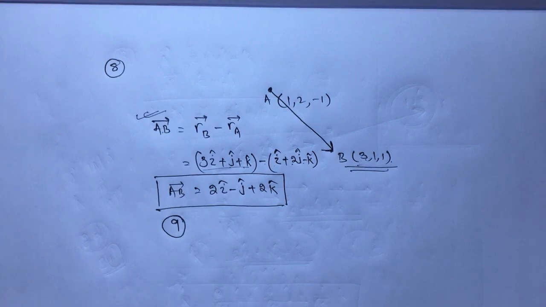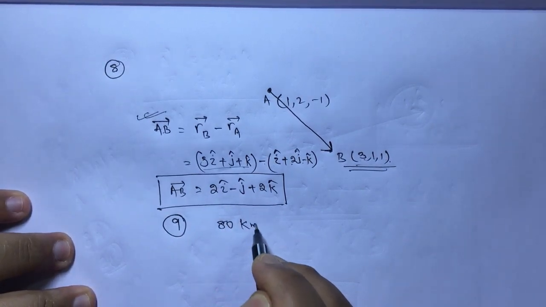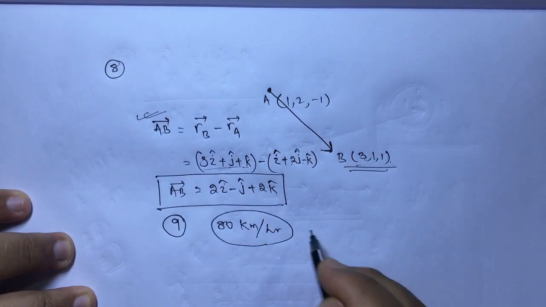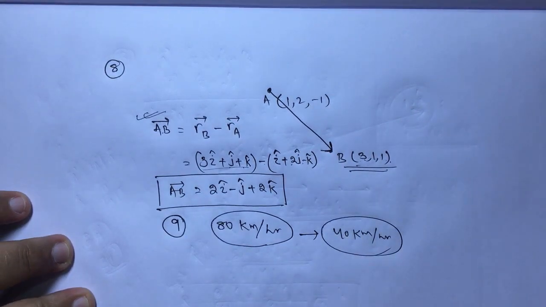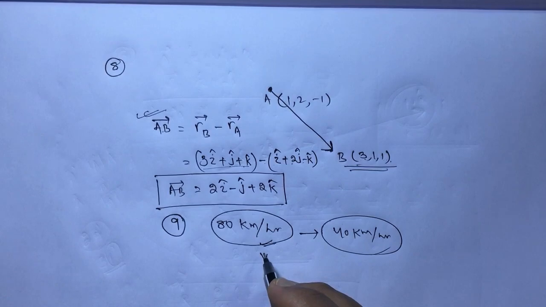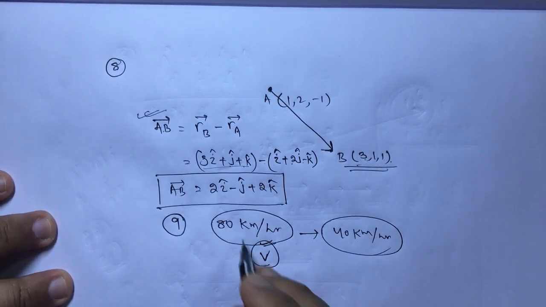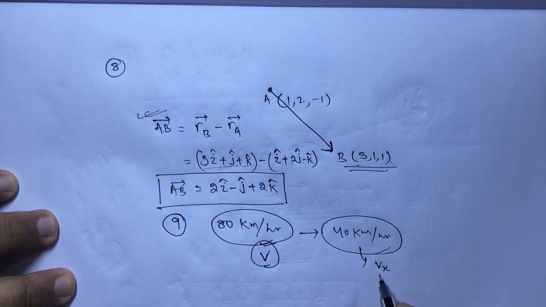One of the rectangular components of velocity of 80 km per hour is 40 km per hour. What is given? A velocity of 80 km per hour, and one of its rectangular components is 40 km per hour. Find the other component. Very simple. If this is your v vector, or v vector magnitude, the total velocity vector magnitude, this is one component. It is not given whether it is horizontal component or vertical component, x axis component, z axis component or y axis, nothing is given.